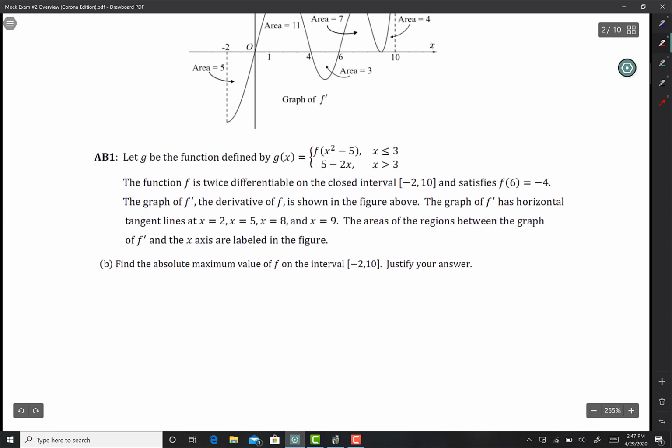All right, let's go right to letter B. Find the absolute maximum value of f on the interval negative 2 to 10. Justify your answer. Okay, this is a good one for the candidates test, guys. So I need my critical numbers, where that happens. And yes, I know that from positive to negative I have a max, so I don't have to look at negative to positive, and then your endpoints. A lot of you guys forgot to test your endpoints.